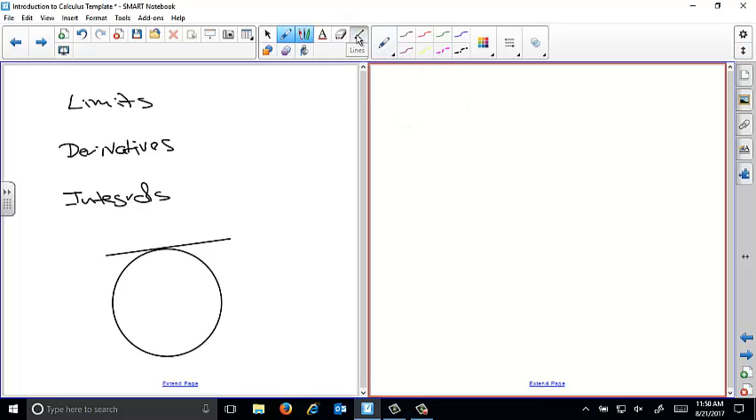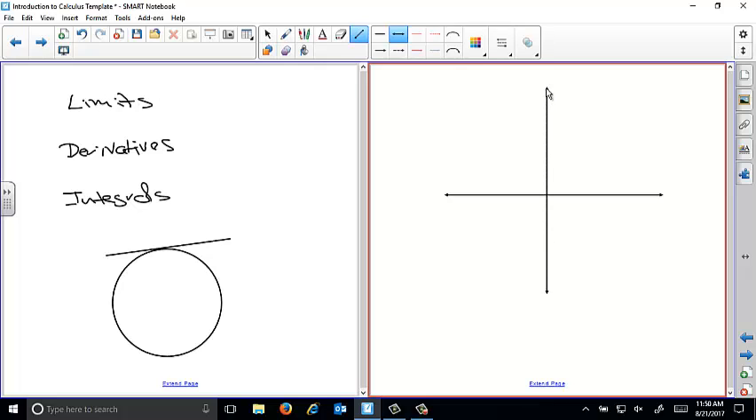So I'm going to plot a function. Here we have an x-axis and a y-axis. Normally a function varies continuously with x and y, but there are some cases where the function is undefined at a particular point in space. Let me give you an example of that.